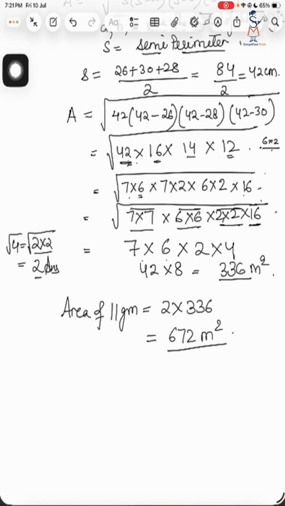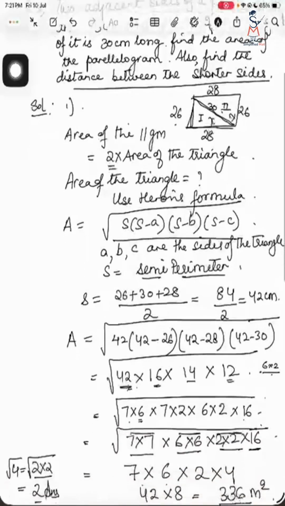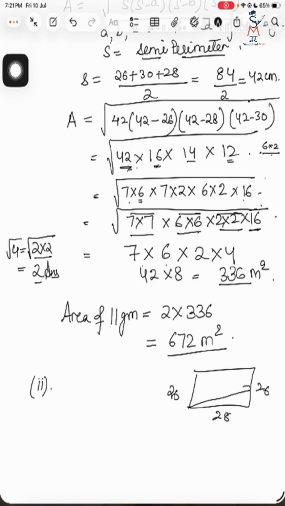Now the question is further saying, also find the distance between the shorter sides. We know the shorter side is 26. I'll just draw once again the distance between the shorter sides. This is 28, this is 26, 26. Let the distance be this. This is the distance, or it can also be called h. The height between the parallel sides is also called the distance.